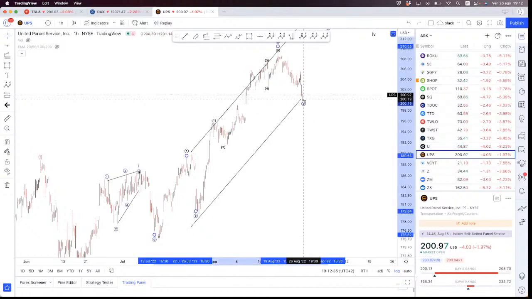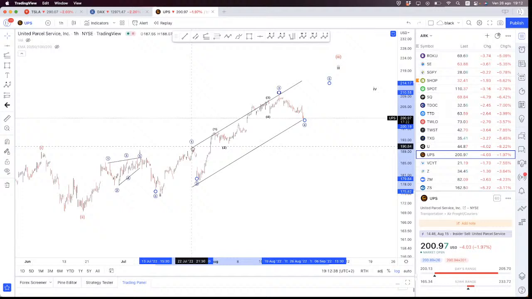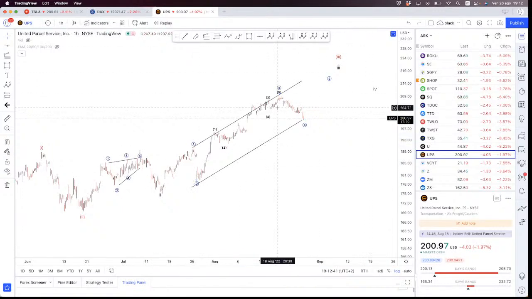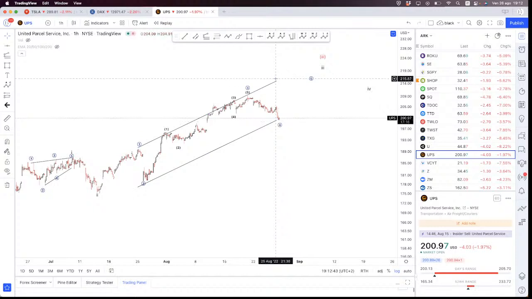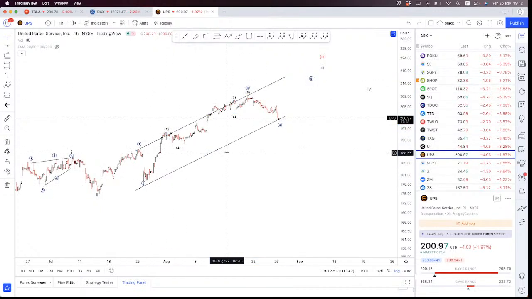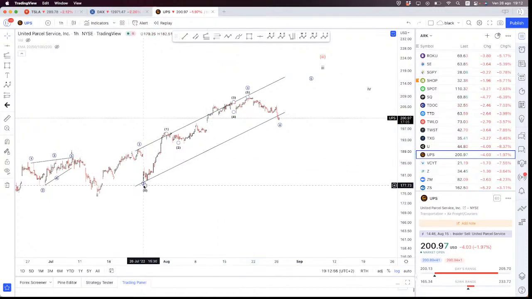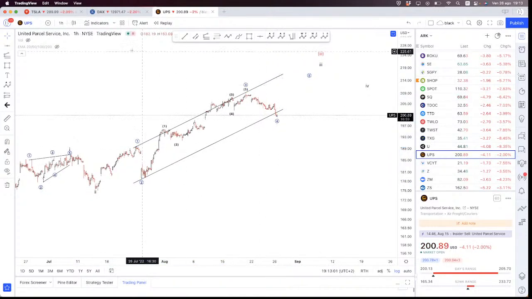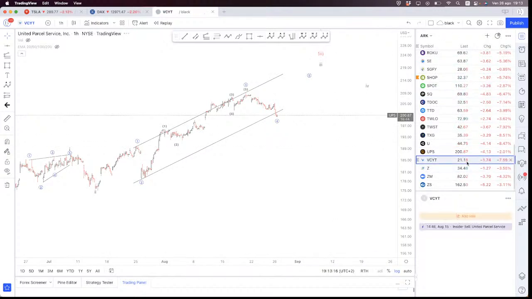UPS. UPS looking for downside. Let's see if this channel. We passed it a bit. Let's see what we can get out of it. But yeah, I'm looking for support to show up. Will we get support? Guess we'll find out. Yeah, anything else, just ask, guys. Don't you worry.